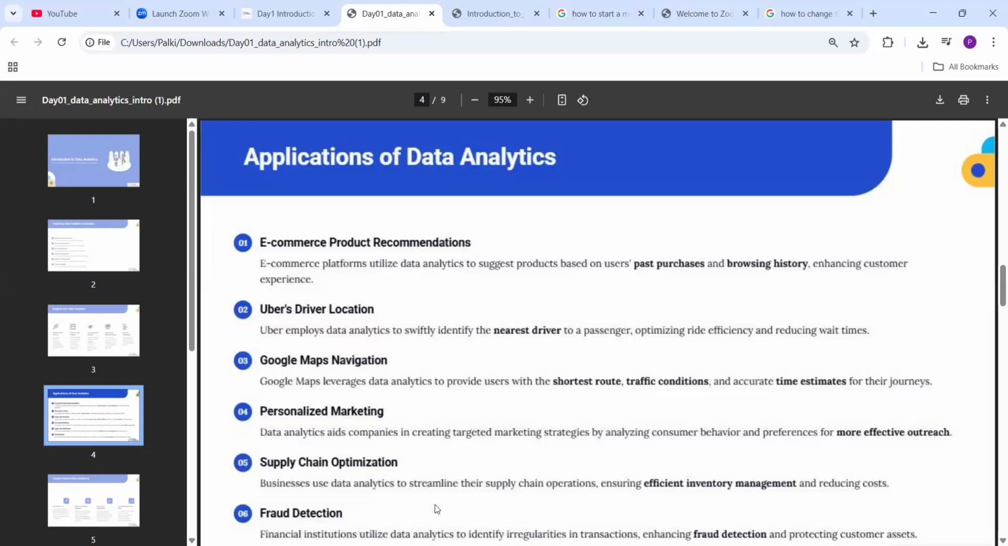Then fraud detection. Financial institutions use data analytics to identify irregularities, like missing values or transaction numbers. It's all about playing with the numbers. If there are duplicates, then people can analyze through it what could be the fraud. Okay.